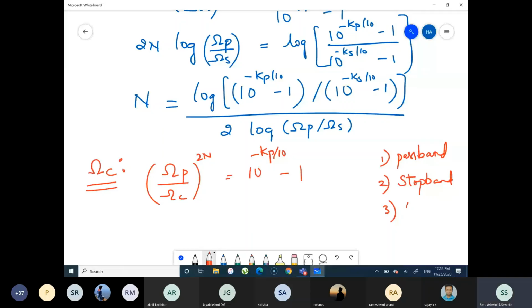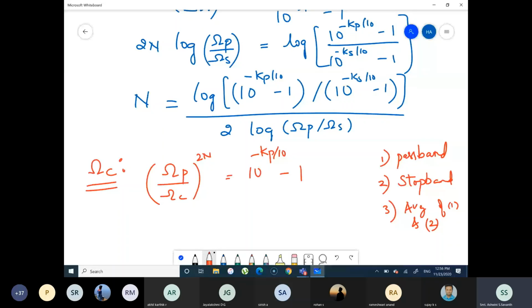Is that clear? If the cutoff frequency satisfies the passband edge requirements, then calculate omega c using omega p. Otherwise, use omega s. Otherwise, take the average of the two. Usually in the problem, they specify what you have to do, whether the cutoff frequency satisfies the passband edge or the stop band edge or both. Accordingly, you have to select omega c.